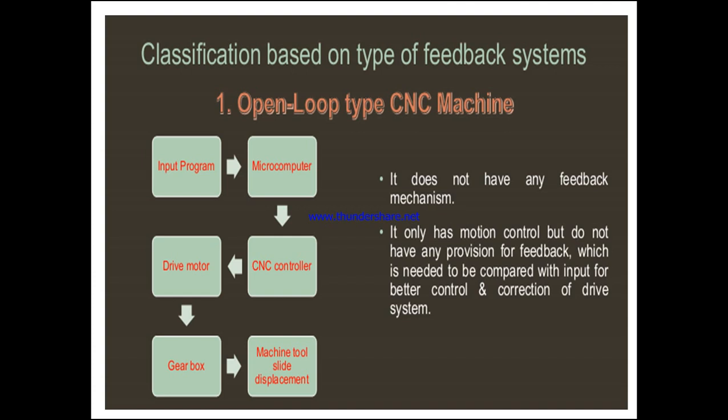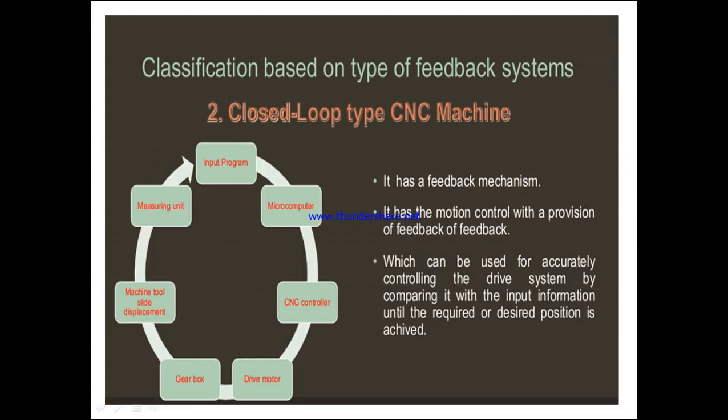When we talk about closed loop systems, we have the input program, microcomputer, CNC controller, drive motor, gearbox, machine tool slide displacement, and measuring unit. So we have a closed loop with a feedback mechanism. It has motion control with provision of feedback, which is used to accurately control the drive system by comparing it with the input information until the desired position is achieved. So we have control over the output here. Whatever precision and accuracy we want can be achieved using the closed loop type of CNC machines.